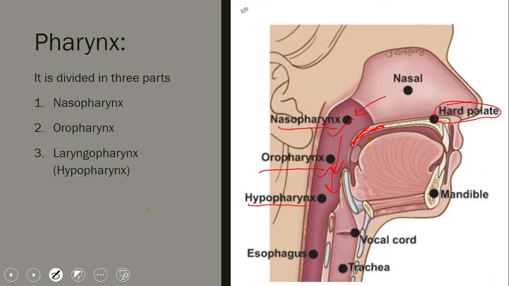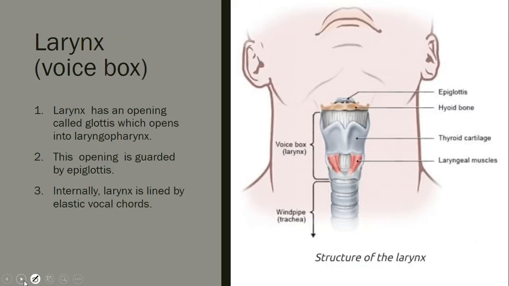And there are also the tonsils present here. A pair of glands which are there are called the tonsils. So the pharynx is divided into nasopharynx, oropharynx and hypopharynx or laryngopharynx. Now the next part is the larynx. The pharynx leads into the voice box, which is the larynx.